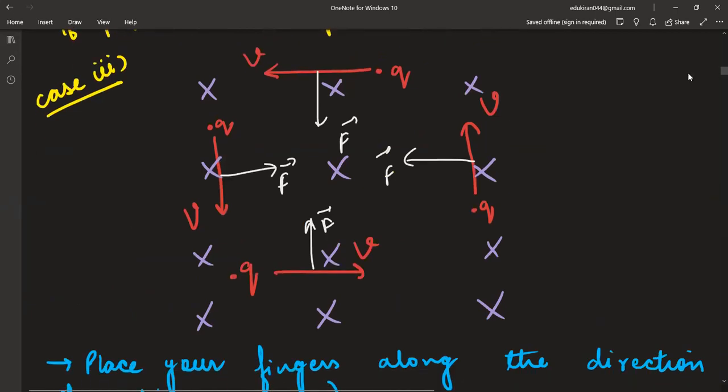4 cases are there. First 2 cases were very easy, so we did it easily. Third case is lengthy. Fourth case also needs to be discussed.